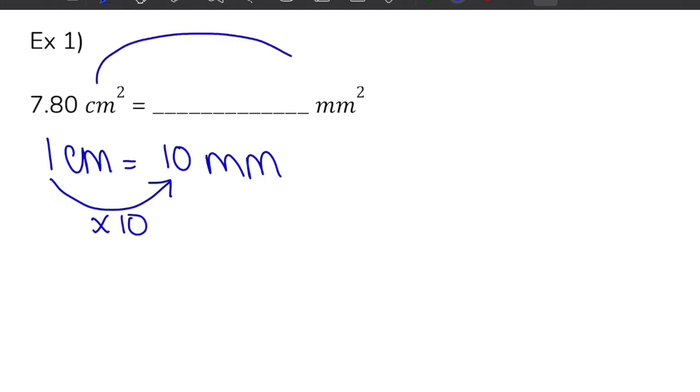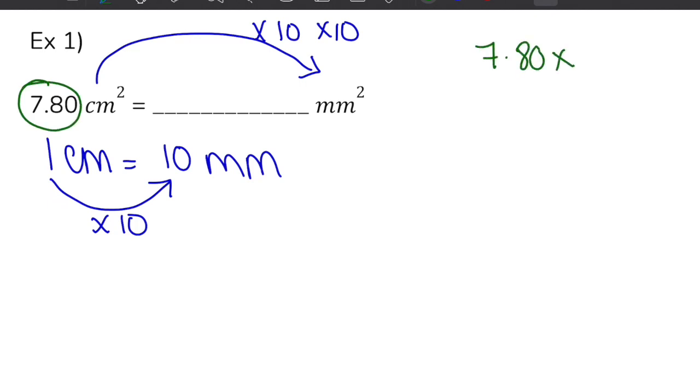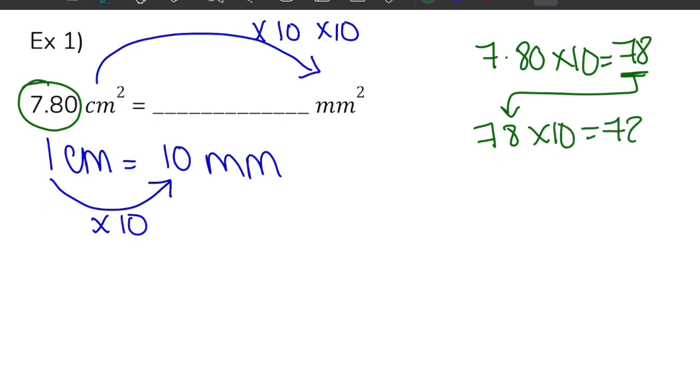So when it comes to area, we multiply by 10 and then multiply by 10 again. So let's take this number, 7.80. I'm going to take it to the corner here, and I'm going to multiply it by 10. You will get 78. Take that answer, multiply by 10 again, you get 780, and that's our answer. Can you do it in one step on your calculator? Sure, you can. Just make sure that you are using your order of operations. So what's the final answer? 780 millimeters squared.